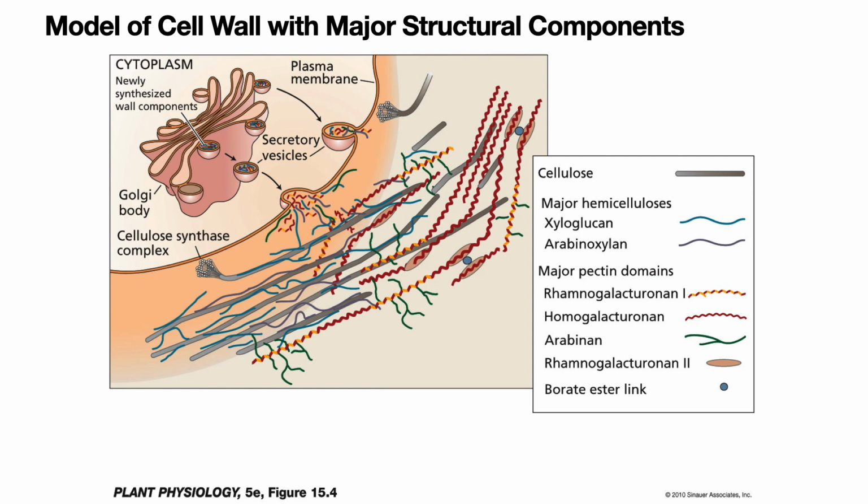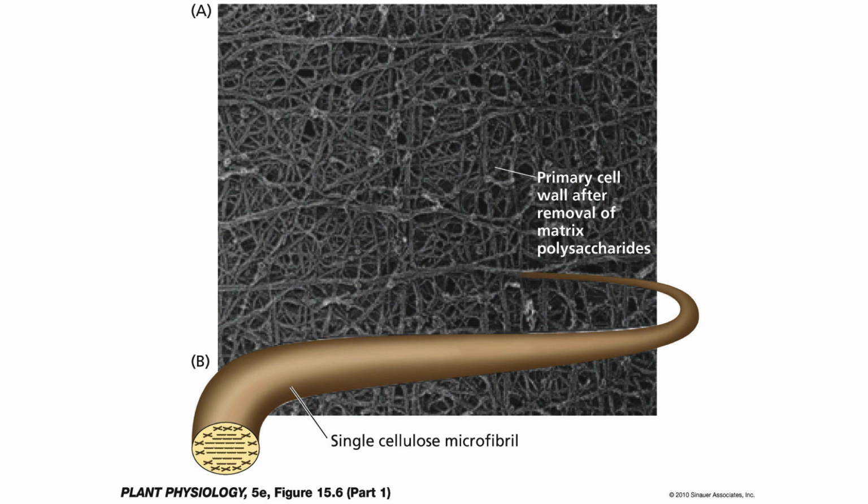This enzyme complex is responsible for the synthesis of cellulose microfibrils. You can see a strand of cellulose extending out and into and through the wall. It becomes integrated with the hemicelluloses and pectin molecules to make an integrated cell wall fabric. These cellulose microfibrils are even more complex, representing multiple strands of cellulose.